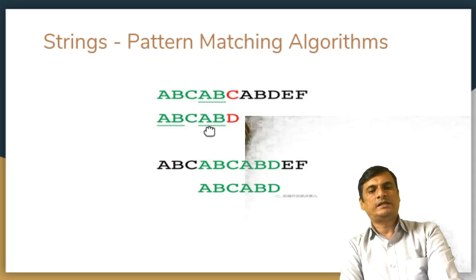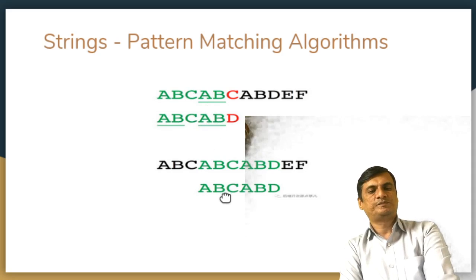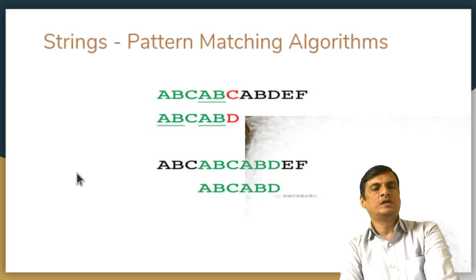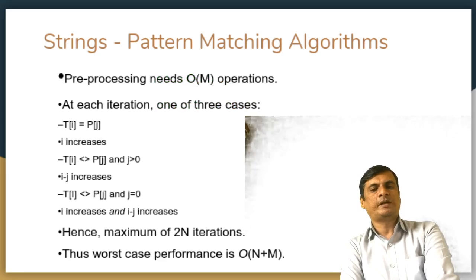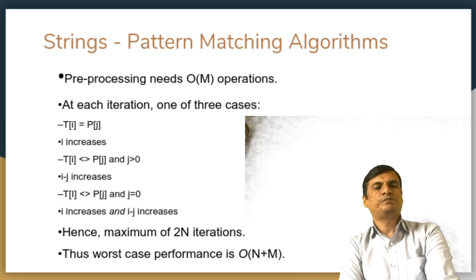If that is the case, then I need not start again from the position of B. I will start with the position of AB here, because of the common prefix I have, I will skip those characters. That is the intent of this program. That's how you reduce the computing time from big O of nm to big O of n plus m. With that we conclude the KMP algorithm, which is a most significant algorithm.